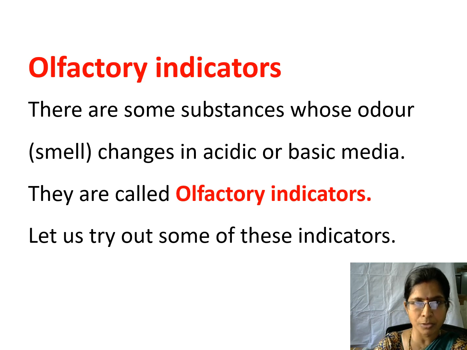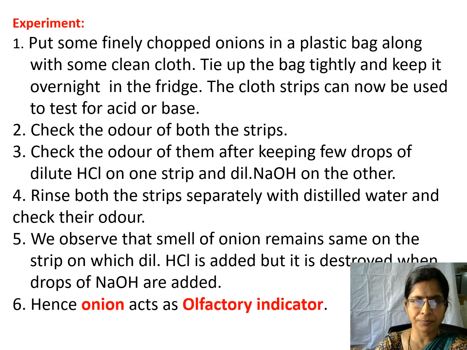Now here comes another type of indicators which are known as olfactory indicators. What are these olfactory indicators? These are the substances whose odor, that is their smell, changes in acidic or basic media. They are called olfactory indicators. So how can you define olfactory indicators? Olfactory indicators are substances whose odor changes in acidic or basic medium. Now let's try out some of these indicators.